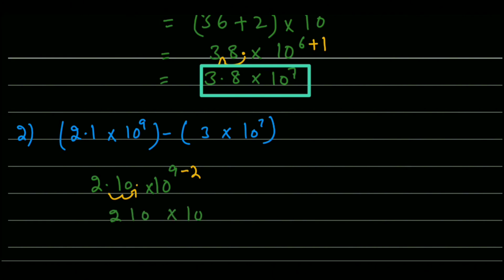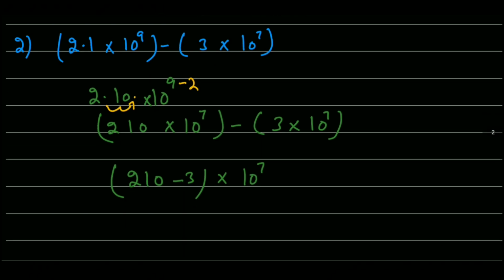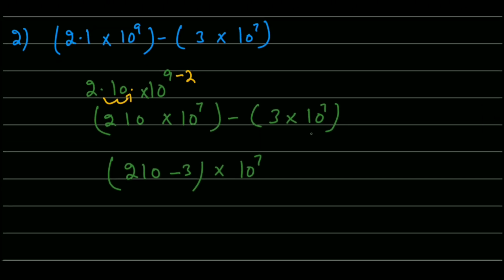210 multiply 10 raised to power 7, since 9 minus 2 is 7. So the next bracket will remain as it is. What is your next step? 210 minus 3 multiply 10 raised to power 7 will be written once because this is the same. 210 minus 3 is 207 multiply 10 raised to power 7.